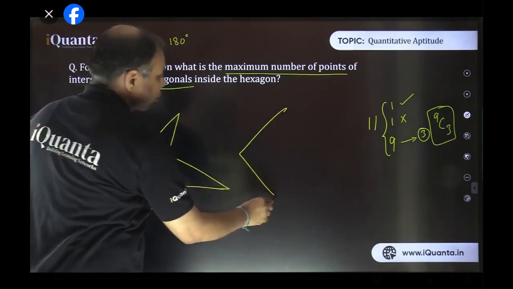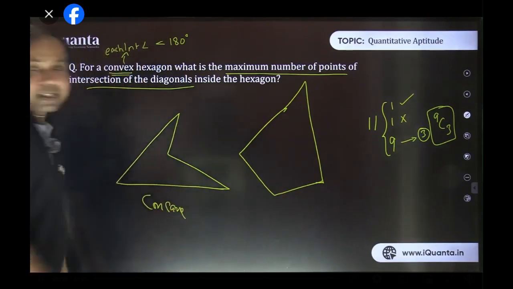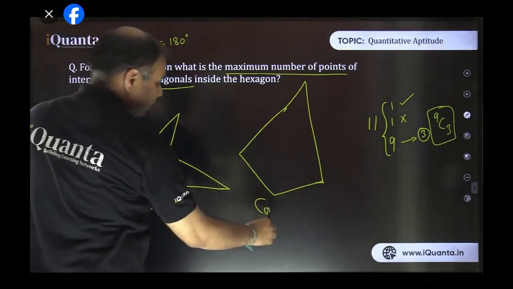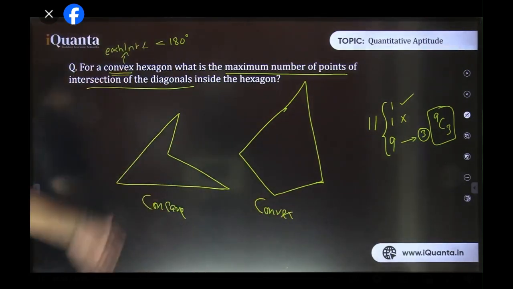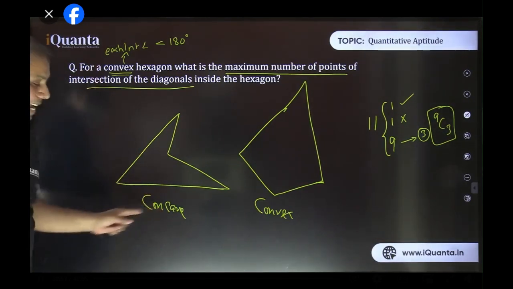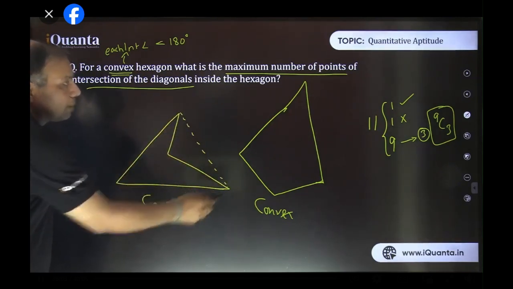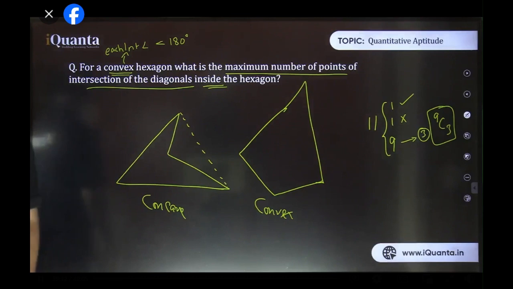And normal, any quadrilateral if you draw, maybe something like this. Now each interior angle is less than 180 degree. This one is called convex. And same can be in the case of hexagon also. Fine. The difficulty is that why they have used this word, because in case of a concave polygon, if you draw a diagonal, it may lie outside that polygon. But question is asking about inside. That's why. ठीक है ना?